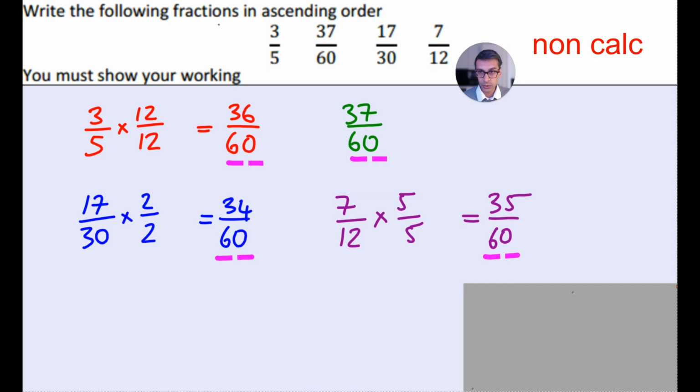If we look at the fractions that we have, we can now put these in a nice order, and then usually it's better to convert them back into the original equivalent fraction. So we've got 36, 37, 34, 35. Now 34 is the smallest, so that fraction originally was 17/30. The second smallest is 35/60. Now that fraction was originally 7/12. And then we got 36/60, which was originally 3/5. And then 37/60, which was just itself.